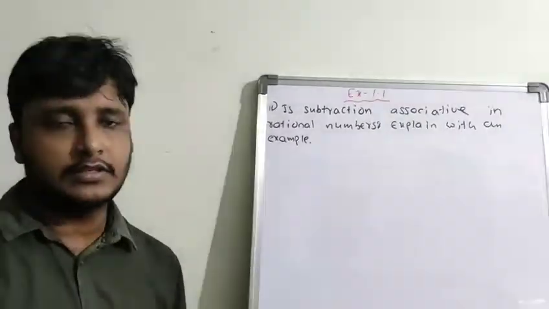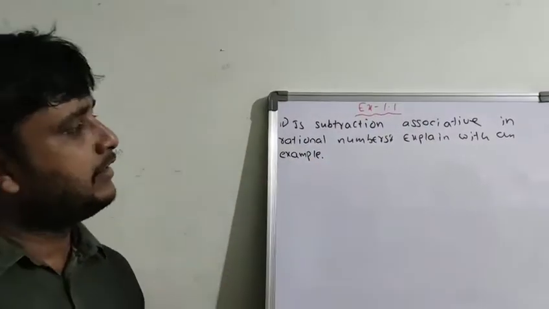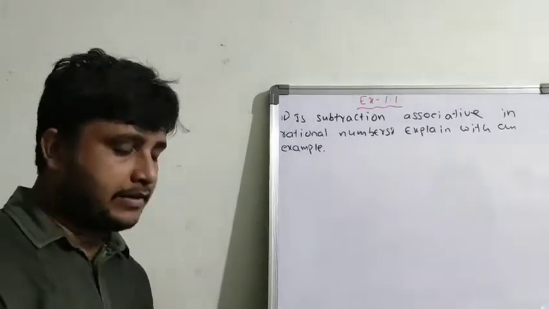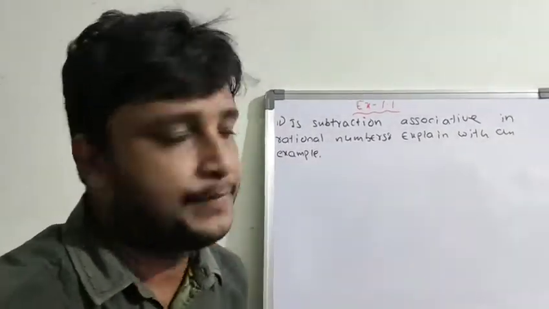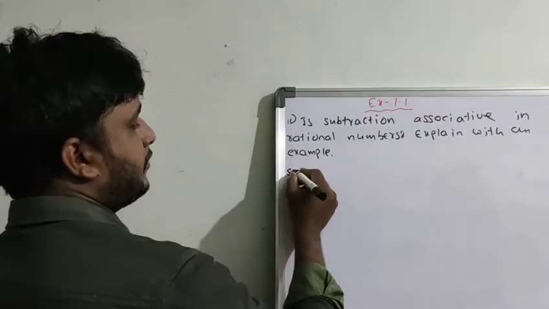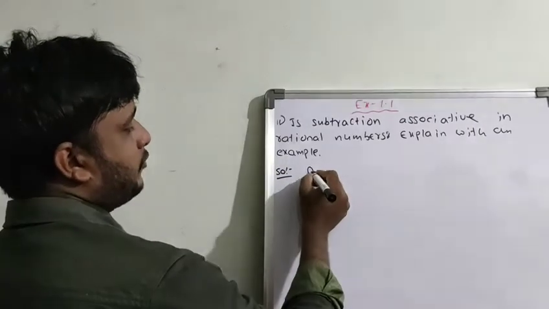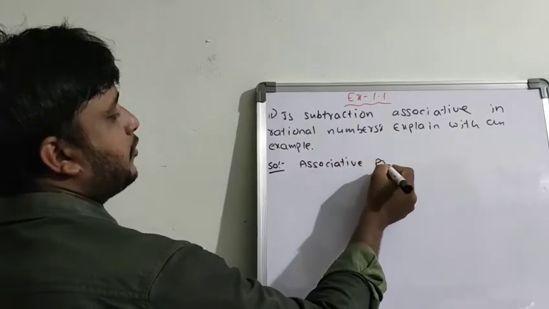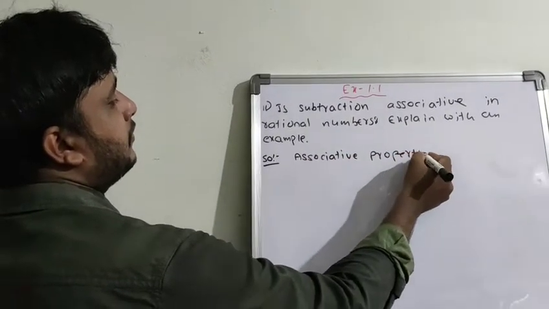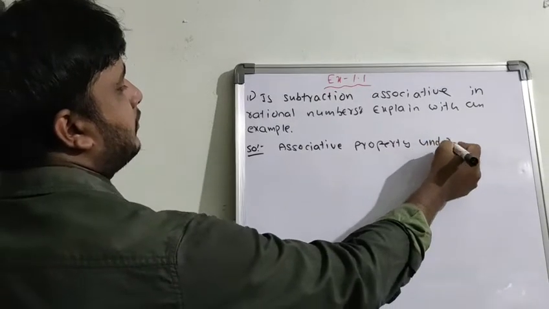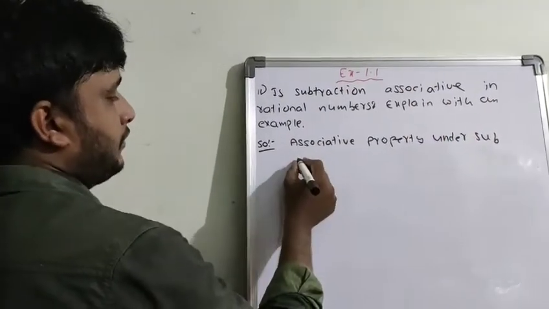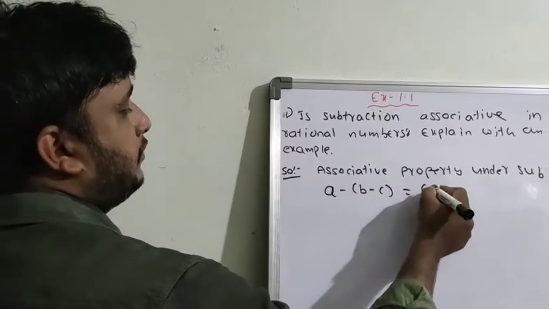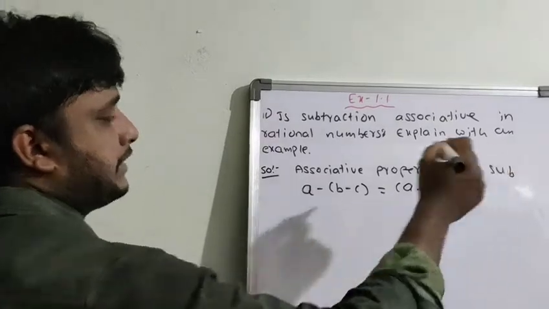So coming to the 11th question: is subtraction associative in rational numbers? Explain with an example. I think it is not possible, but we'll discuss with an example. Actually, what is the associative property under subtraction? So the associative property under subtraction: a minus (b minus c) is equal to (a minus b) minus c.